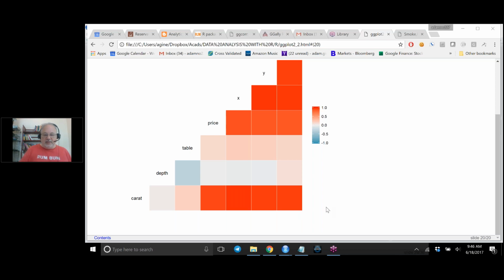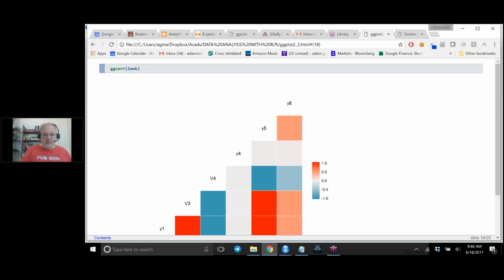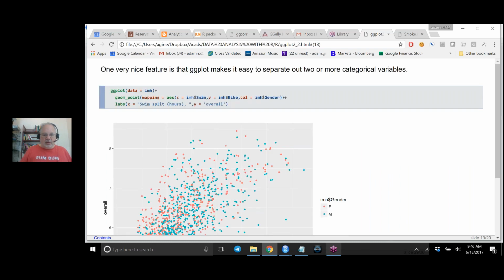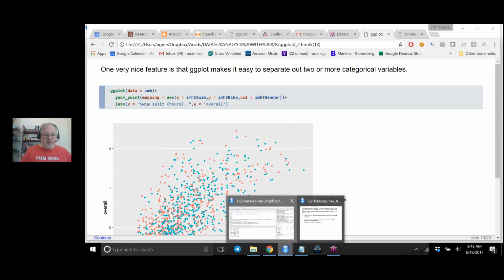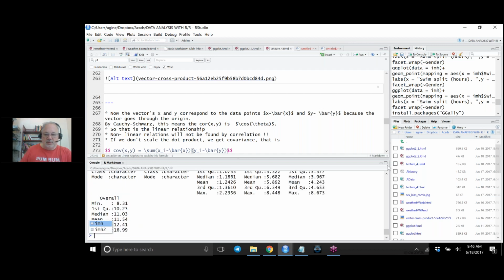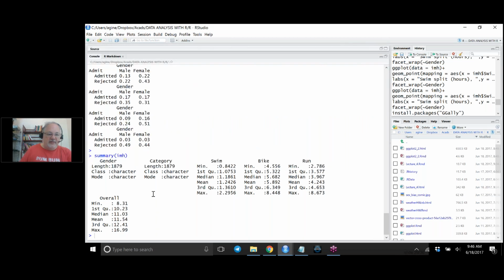Let me just go back here a little bit. So, okay, let me go to my R screen. So, summary, sorry. So this IMH data set, it has a variable gender, category, which we can ignore, and then swim, bike, run. So one thing you might say is, are the men as good as women? So you would have men and women, and you'd have swim, bike, and run.